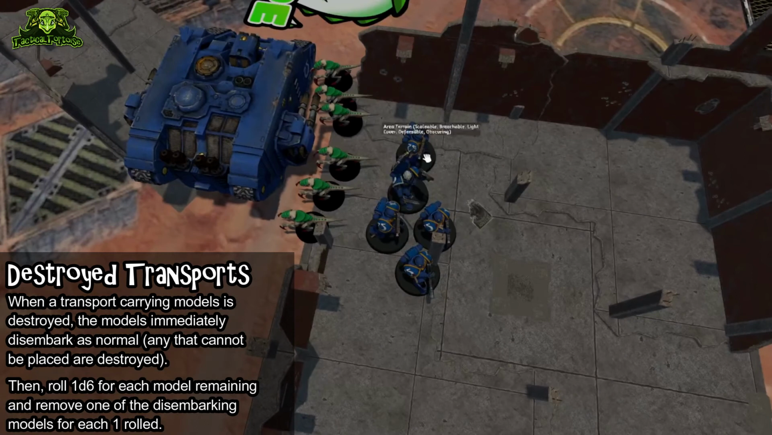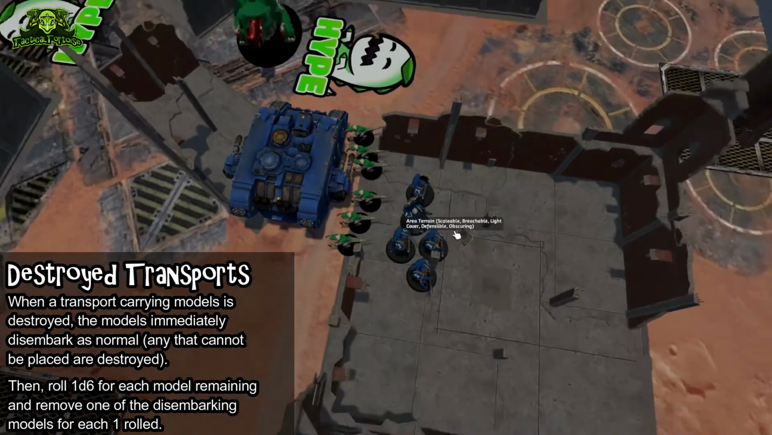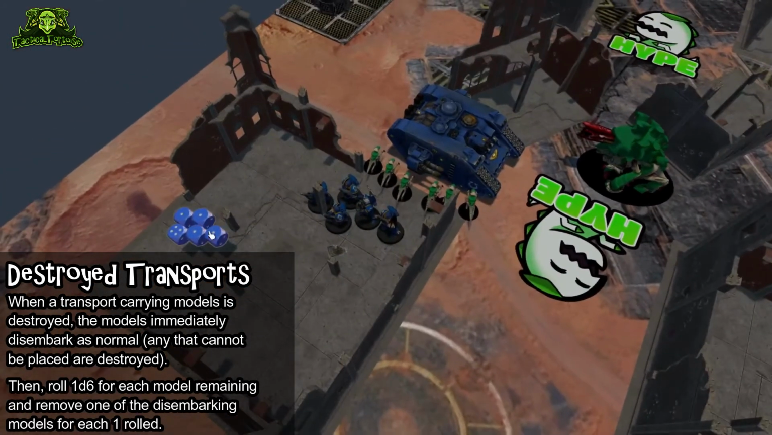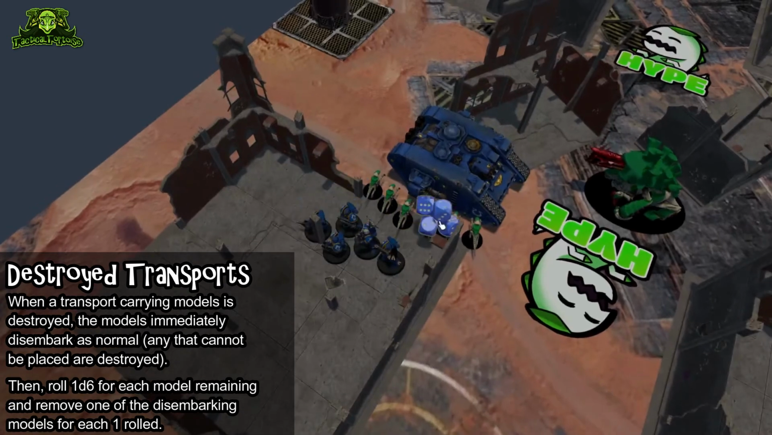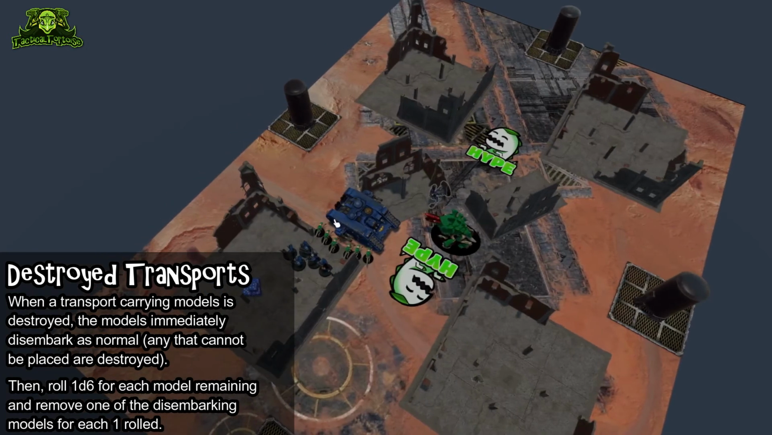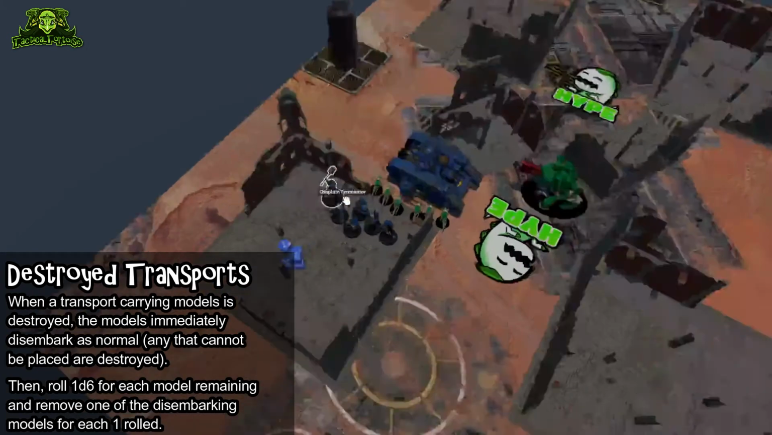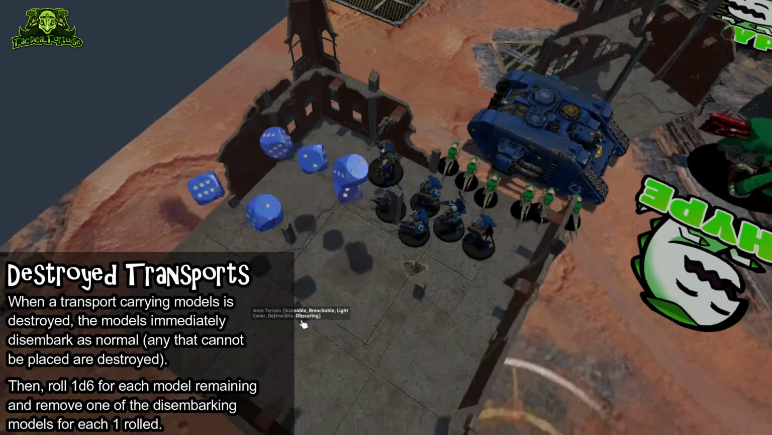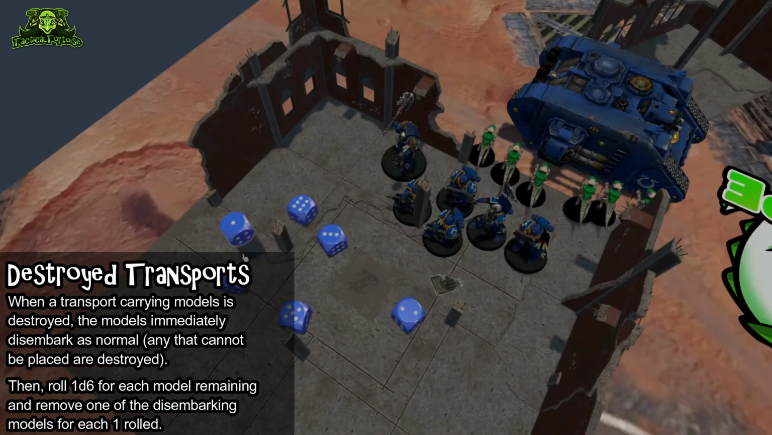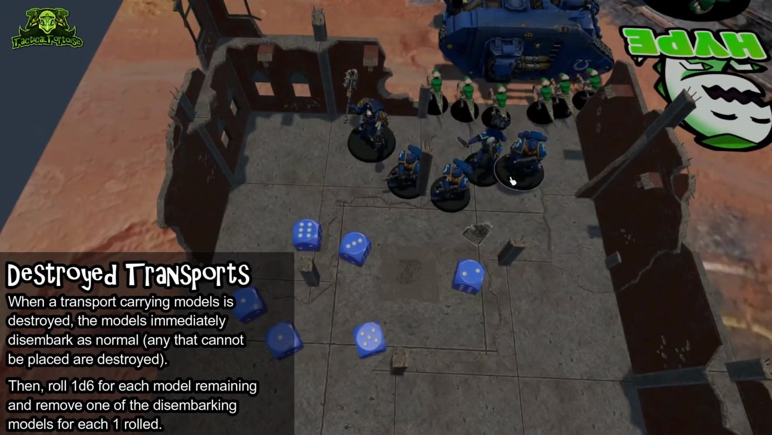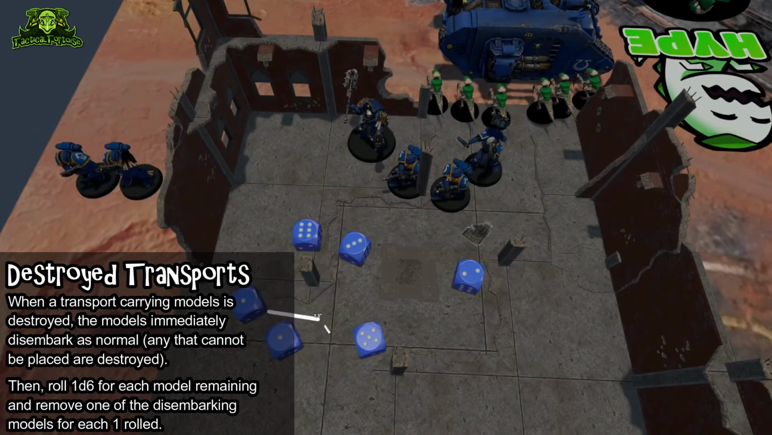If the unit is disembarking from a transport because it's destroyed, you're then, after all of the models are placed thanks to the disembark, going to roll 1d6 for each model that disembarked from that transport. So in this case, if all of these Ultramarines disembarked, the Chaplain and the Tactical Marine Squad, we would end up rolling 6 dice because 6 models then disembarked. For any ones that we roll, in this case we have 2 ones, any one of those models at the choice of their controlling player is removed. So in this case, we'll remove 2 Tactical Marines because we rolled 2 ones.